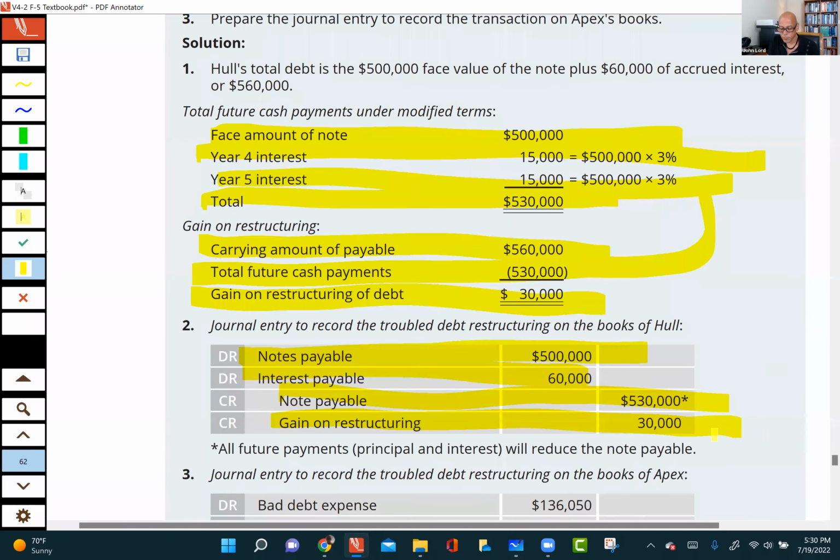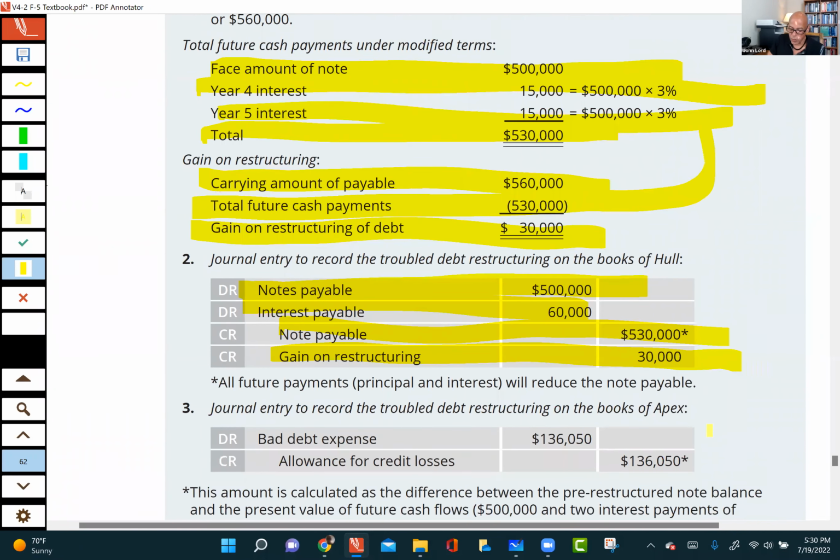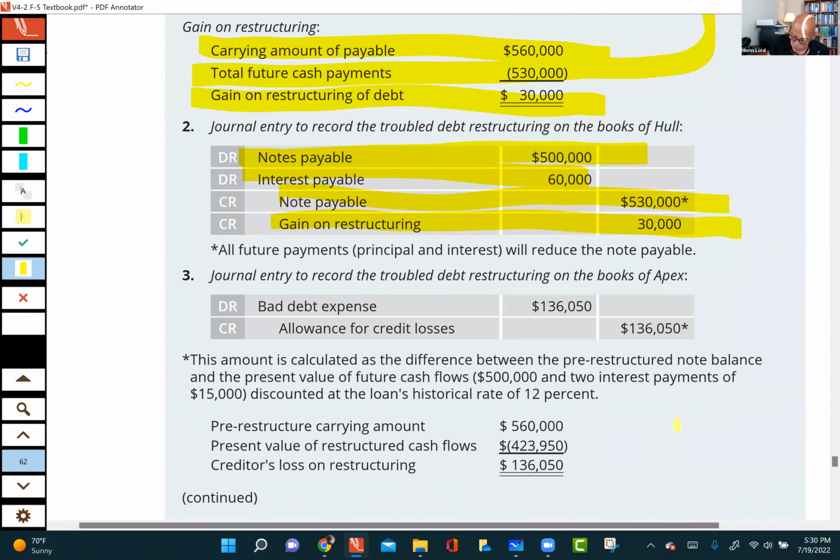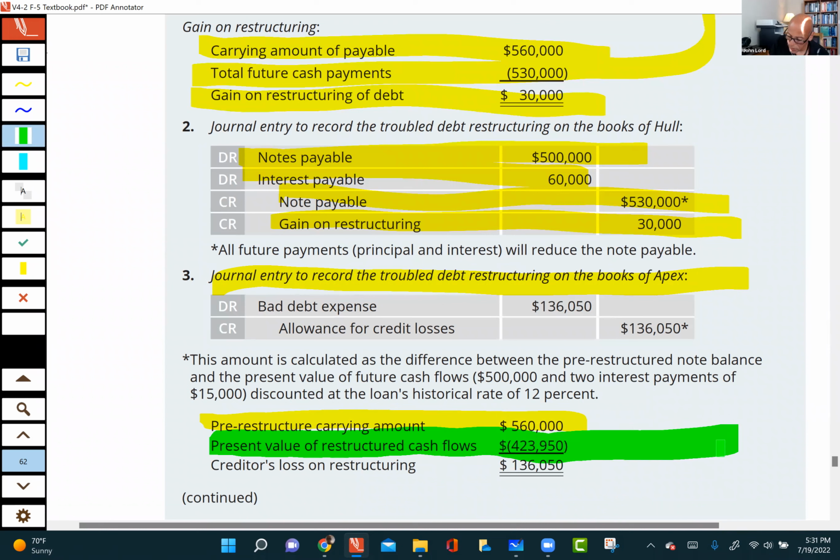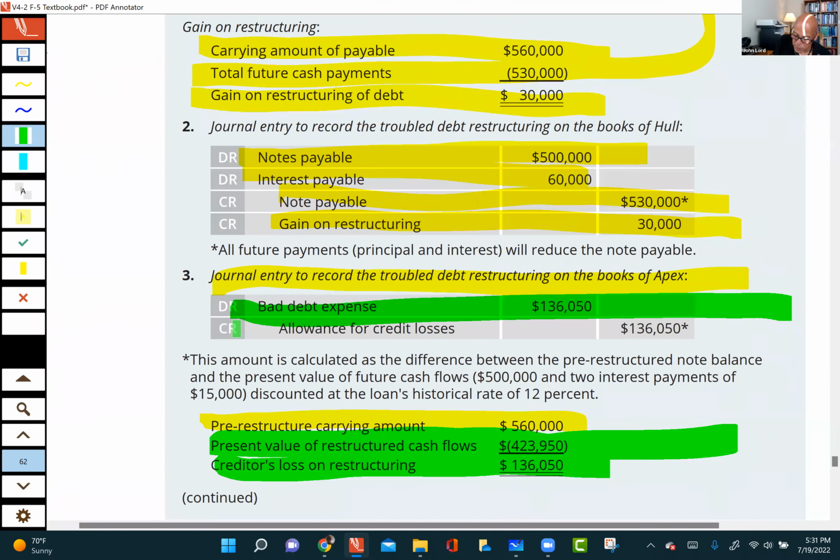Question. Now, if you are the creditor, okay, who's Apex in this, now you're going to do something a little different. You're going to be sitting there and you're going to say, well, 560 is the debt I'm restructuring, but the present value of what's going to be coming is only 423,950. So I have a loss of 136. And they're going to debit the bad debt expense and credit the allowance for that loss.